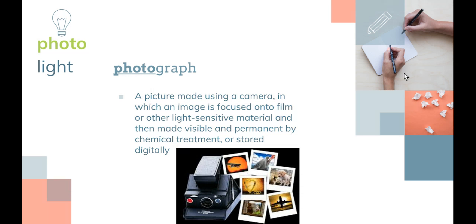Photograph is a picture made using a camera in which an image is focused onto film or other light-sensitive material and then made visible and permanent by chemical treatment. That was kind of the traditional film photography way. Now we have the store digitally part. Most things are digital now.